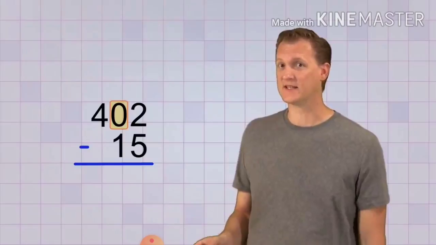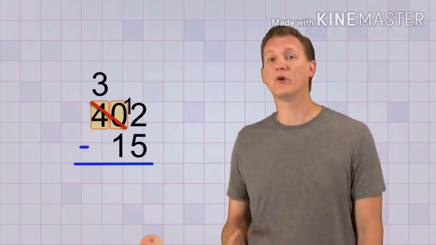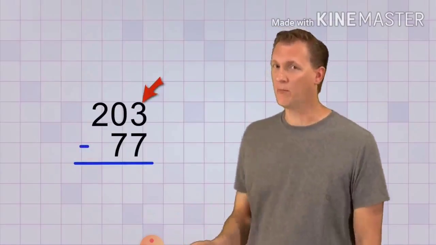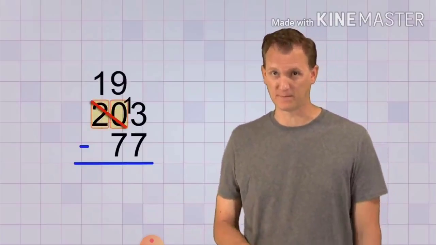In this case, instead of borrowing from 0, borrow from 40. You'll get the 1 you need to borrow, and the 40 will become a 39. Or in this case, if the 3 needs to borrow, don't borrow from the 0, borrow from the 20, and there'll be 19 left over.